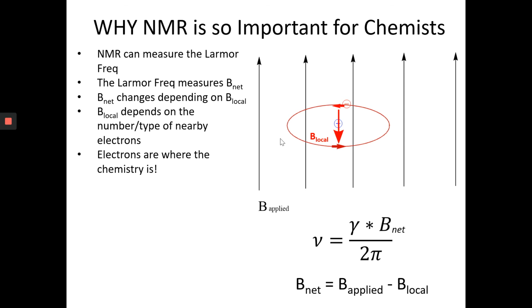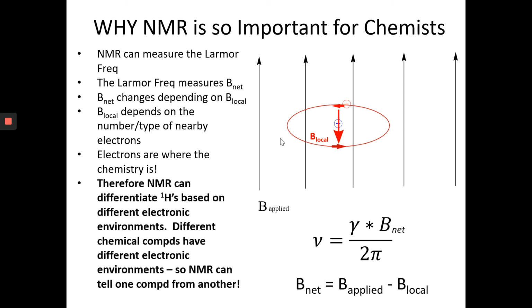So now we're excited, right? NMR can actually differentiate different hydrogen nuclei based on their different electronic environments. Different chemical compounds have different electronic environments, so NMR is a way that we can tell one compound from another, right? So NMR is a probe to give us information about electrons, and electrons give us information about the chemistry. And if different chemicals or different substances have different electrons, they're going to have different NMR signatures, and that's what we're going to use as our tool.